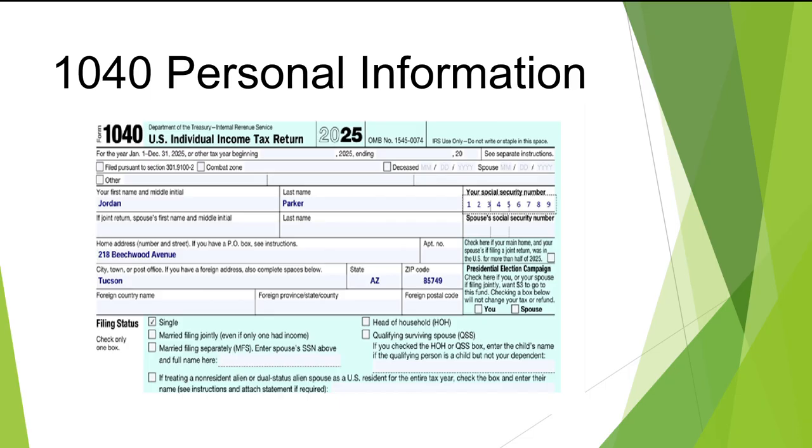Interesting fact about your Social Security number: the first 3 digits are an indicator of what state you were born in. So the first 3 digits of my Social Security number are 169, which is an indication that I was born in Pennsylvania.